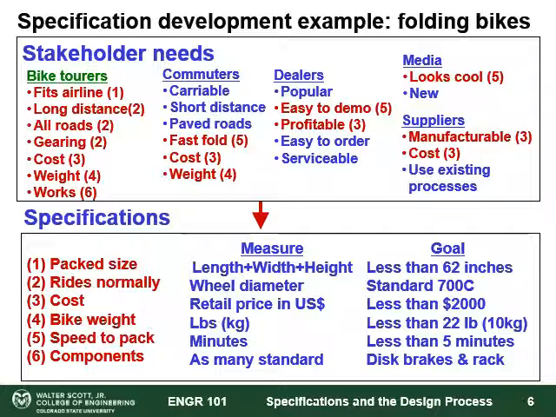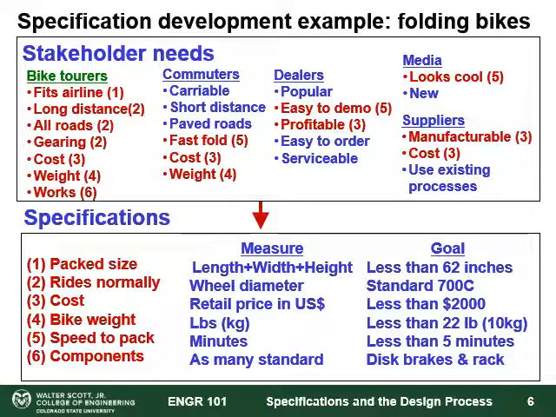Length plus width plus height needs to be less than 62 linear inches because that's the airline requirement for checked luggage. A large size typical standard bike has what's called a 700C wheel. Based on looking at my competitors, if I'm less than $2,000, my customers will be very happy. Based on competitive weights, the ideal is to be under 22 pounds, which is 10 kilograms, to pack at less than 5 minutes. If I was going after commuters, that would need to be less than 1 minute. But because these are not getting folded as frequently, 5 minutes is okay.